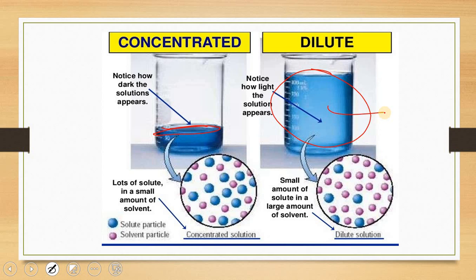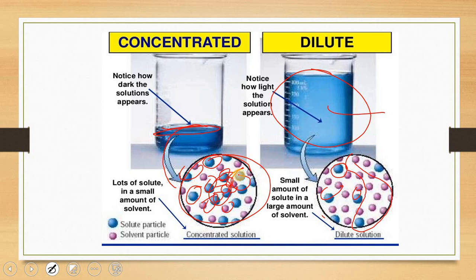So when you look here, for example, if they zoom in on the molecules of water of this solution, you're going to look here, there is a lot of solute. Okay, a lot of solute and a few solvent. But here in dilute, you only have 1, 2, 3, 4, 5, 6. Only 6 solute particles, but they have a lot of solvent particles. Maksudnya ada banyak sangat air, tapi dia sikit sangat garam. Tapi ni banyak sangat garam, tapi dia sikit sangat air. Okay, so that's the difference between concentrated and dilute.